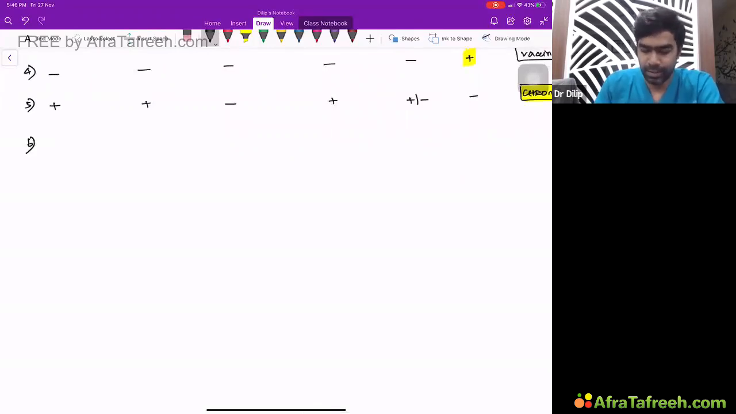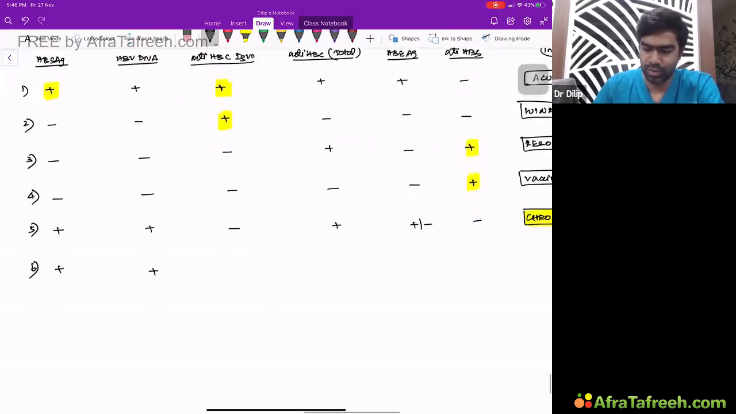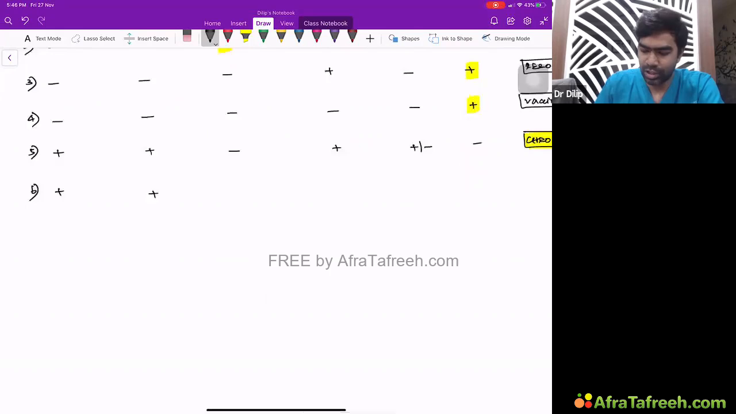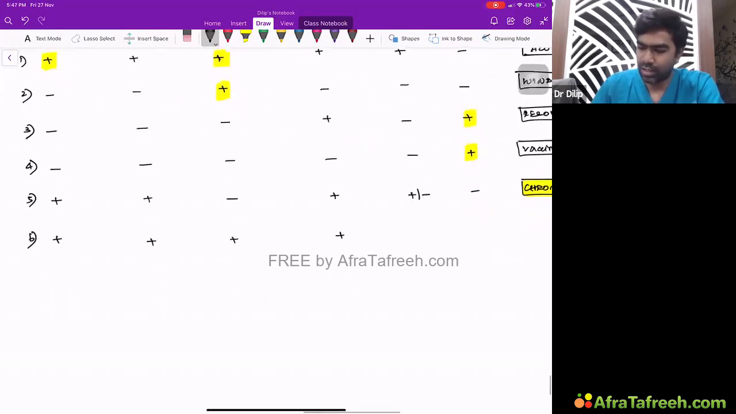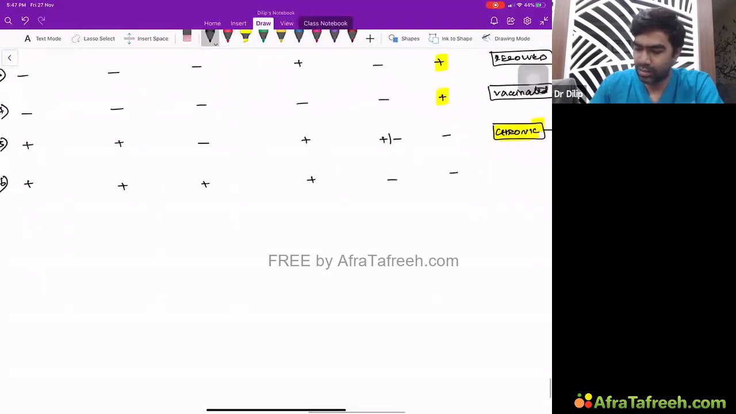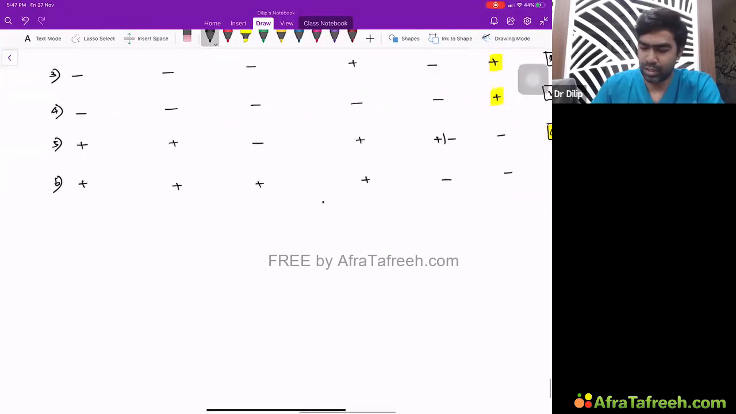And next, we have the sixth pattern, where you have anti-HBsAg positive, HBV DNA positive, anti-HBc IgM positive, total anti-HBc positive, HBe antigen negative, and anti-HBs negative as well. So what is this basically?